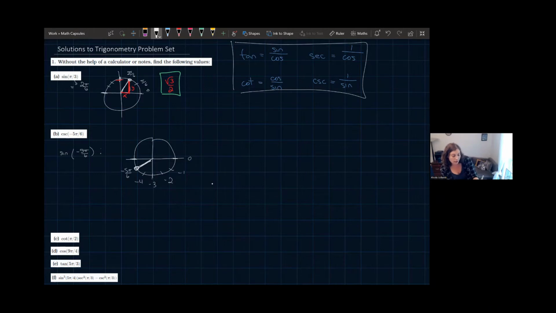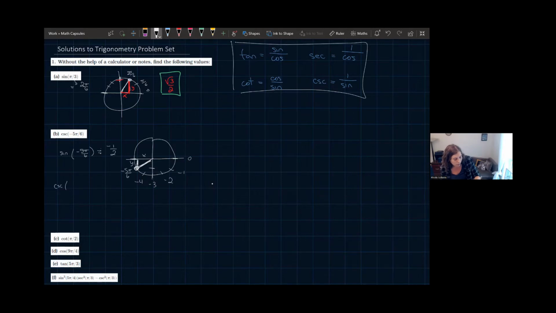So sine is again the y value. If I look at the x compared to the y, I can see that this time y would be the smaller number, which means it is 1/2. But is it positive or negative 1/2? If I look at the y value again, since it's below the x-axis, I know that it's negative. So sine of negative 5 pi over 6 is negative 1/2.